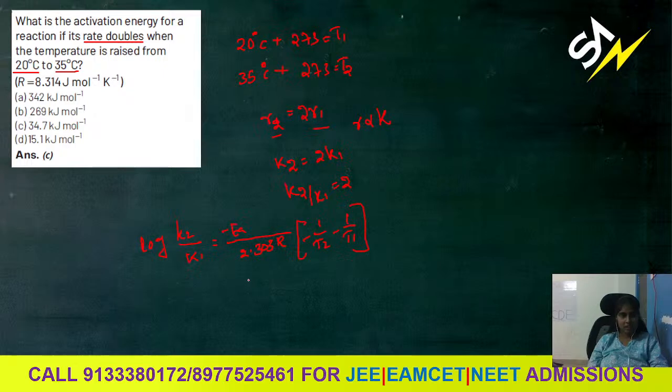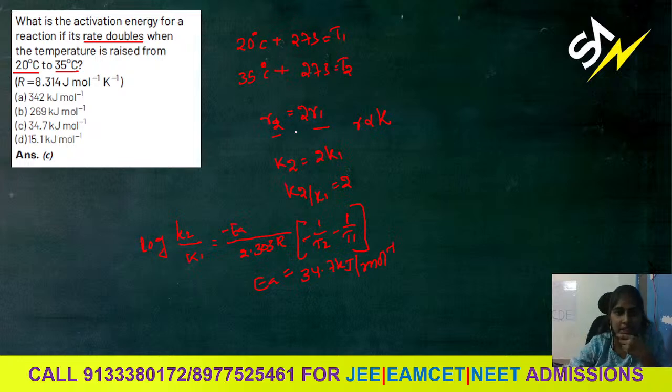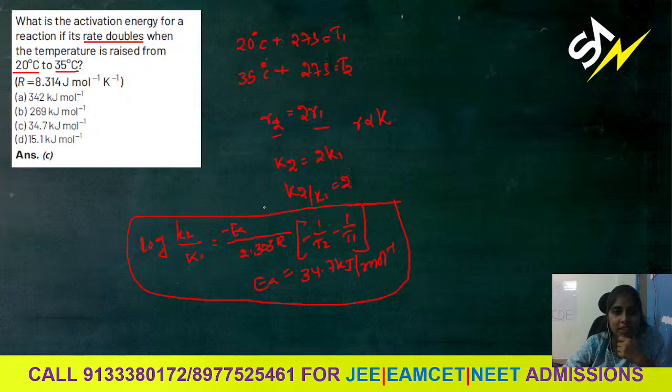Apply it in this way, and you will get the value of activation energy Ea as 34.7 kilojoules per mole. So the important point here is to first convert degrees centigrade into Kelvin, and next compare the rates, how they are related. Rate is directly proportional to the rate constant k, and if we apply the relation that the ratio of k2 by k1 is 2, we can easily calculate the activation energy.